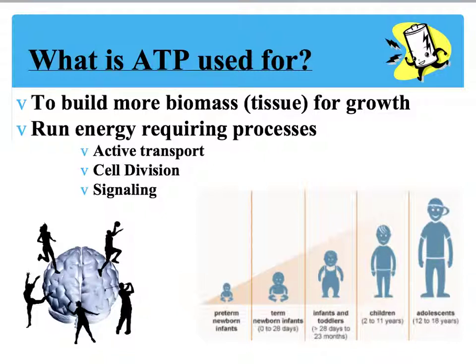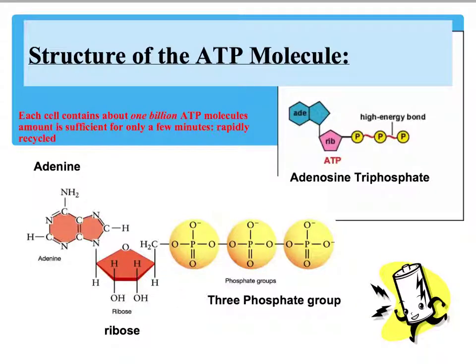So what is ATP used for? Well, it's basically used to create more of you. Cells need to divide, and for that they need energy. They also need energy to transport certain nutrients back and forth the cell membrane and to send signals. The structure of ATP is composed of an adenine molecule, a ribose, and 3 phosphates. The bond that contains the highest energy would be this last one.